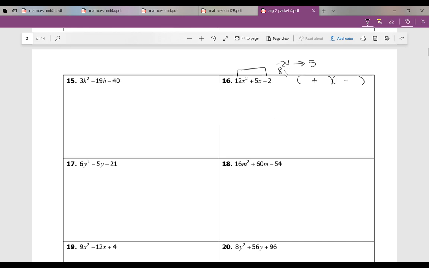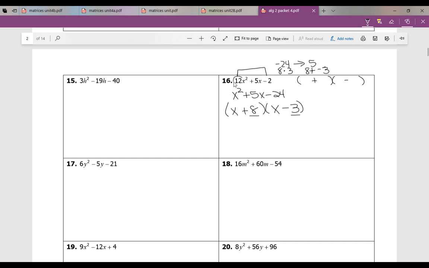8 and 3. 8 times 3 is 24. And then which number would be positive? The positive, yeah. So if I took +8 and -3, that gives me 5. Okay, so we're going to rewrite that as x squared plus 5x minus 24. Then we're going to factor that into x plus 8 and x minus 3. When you take those numbers and multiply them, you get -24. When you add them, you get +5.